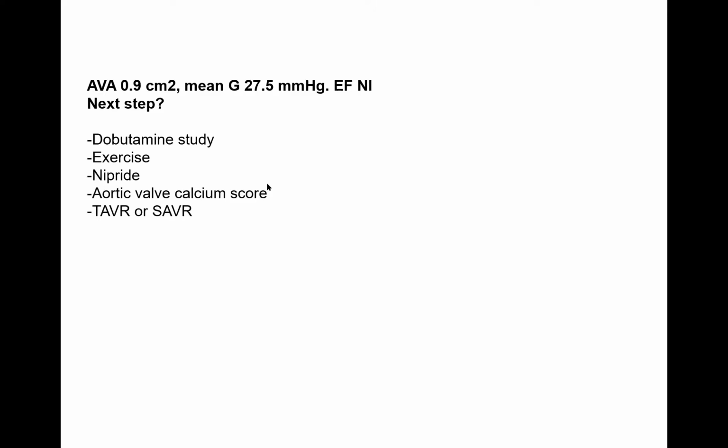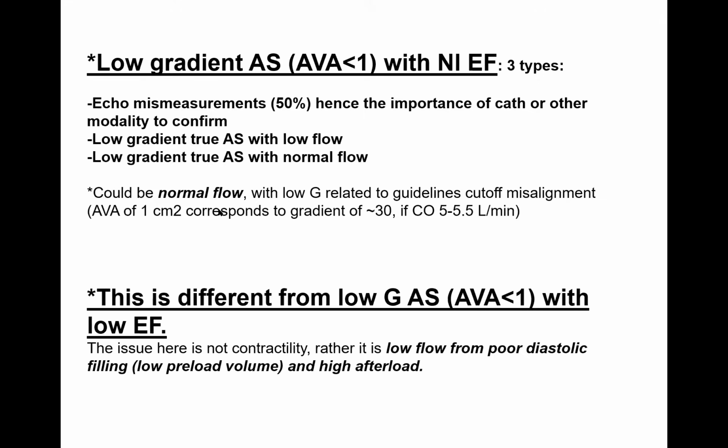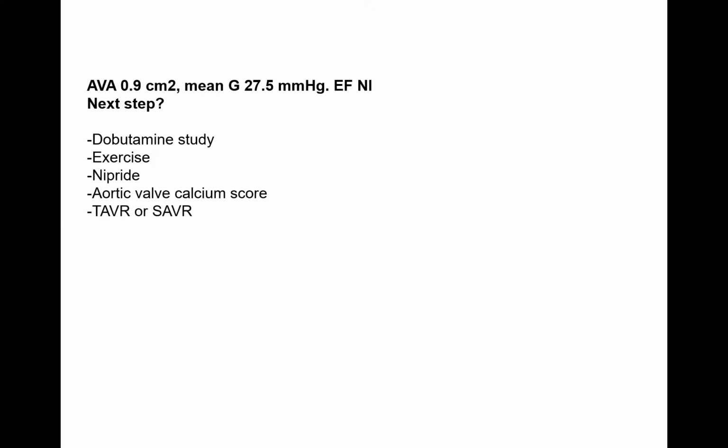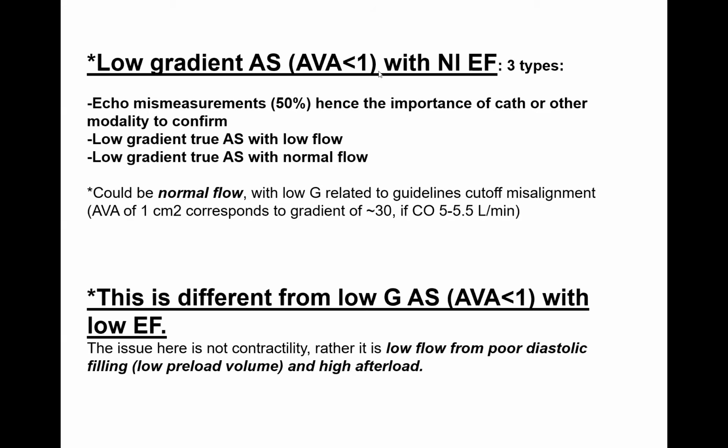A score over 2,000 in men, 1,200 in women has been validated as highly specific for severe AS in this context. So you got the idea here, okay? So low gradient AS with normal EF, 3 types. This is a summary. Echo mismeasurement, hence the importance of cath or other modality to confirm, such as CT calcium score of the aortic valve.